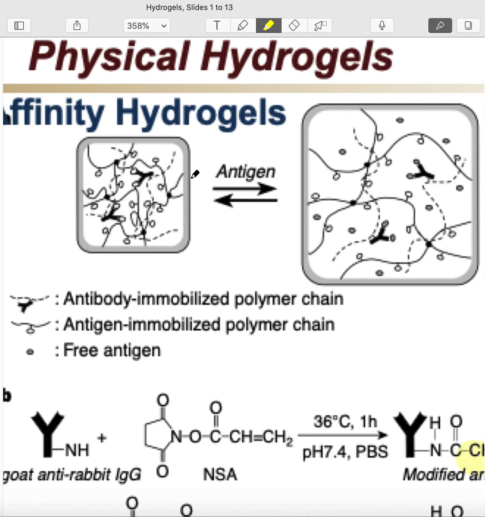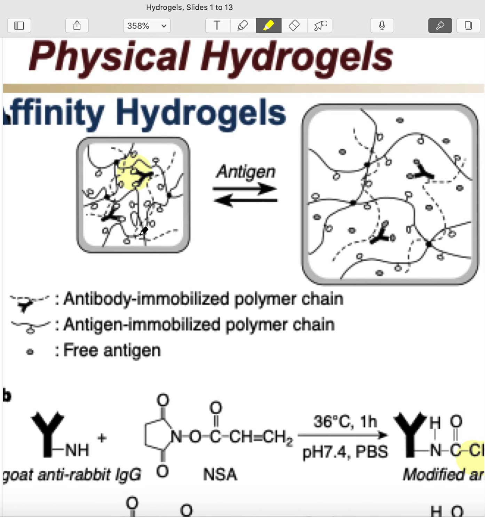There are two sets of polymer chains. One is the dark black lines, that would be the polymer chain that has the antigen. And then we have these dashed lines, which is actually the polymer chain that has the antibody. Initially, when the two things are together, notice that the antibody is basically binding to the antigen, which is the little open circles. And that enables the porosity of the hydrogel to be low and thereby the hydrogel to be in a shrunken state.